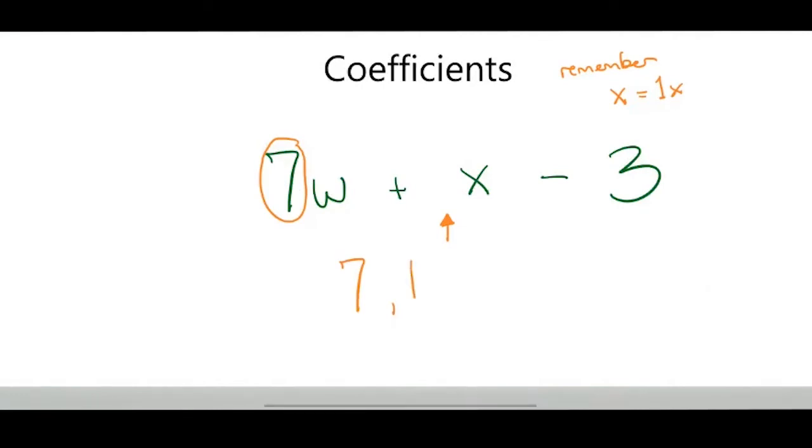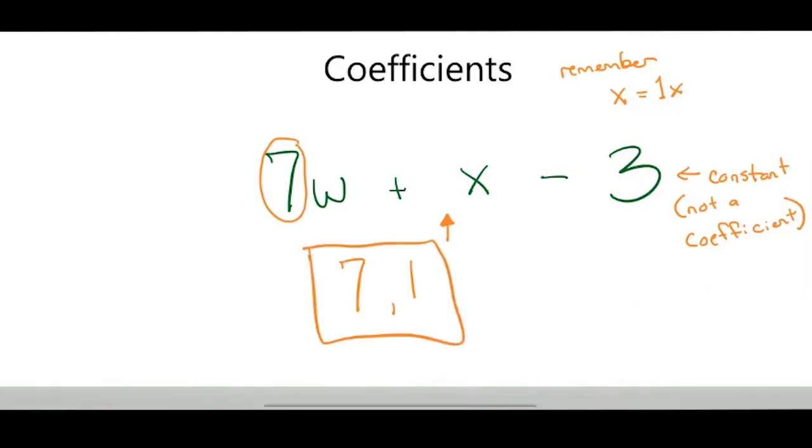Now we look and we see this negative 3 here. It does not have a variable multiplied by it. So this is not a coefficient. Remember, this is a constant, not a coefficient. So our coefficients here are 7 and 1.